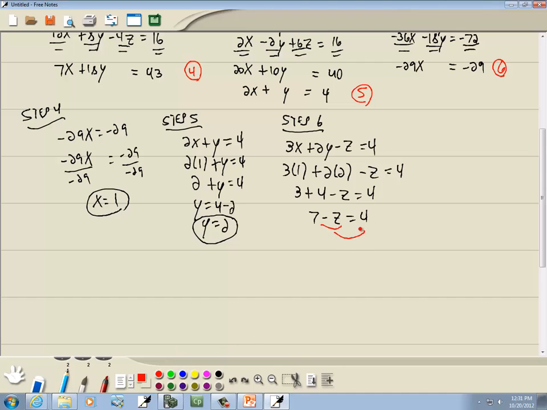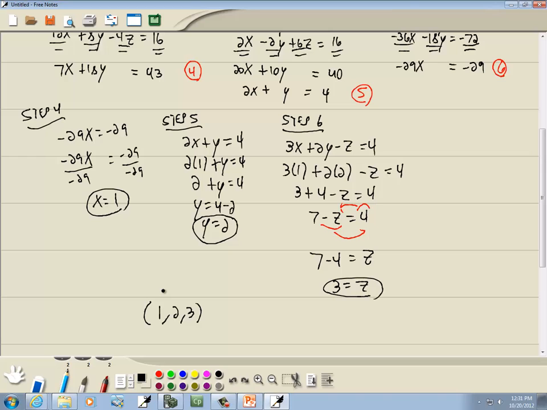Take negative z to the right side, take the 4 to the left side. Anytime you take a number across your equals, your sign changes. So we got 7 minus 4 is equal to z. Or we get z is equal to 3. So our answer is 1, 2, 3.